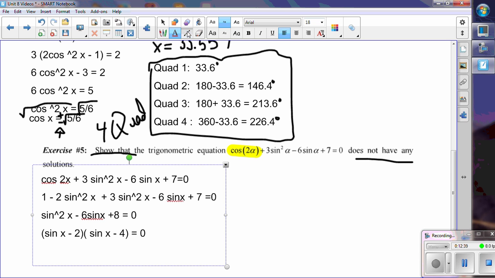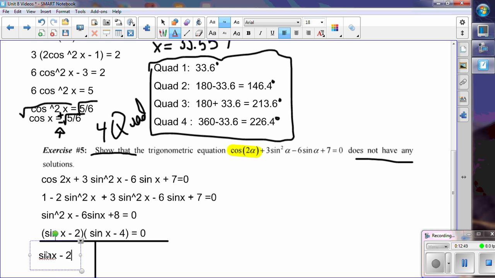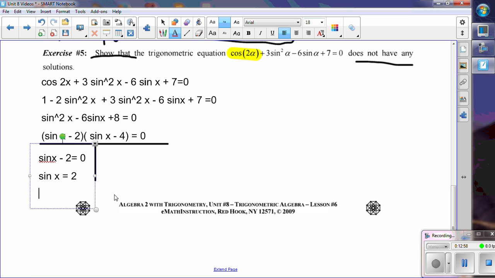Okay, now it's time for tea time. So when we go into tea time, over here, we have sine of x minus 2 is equal to 0. When I add the 2 to both sides, I have sine x is equal to 2. And you know that there is no solution since sine x cannot be greater than 1.